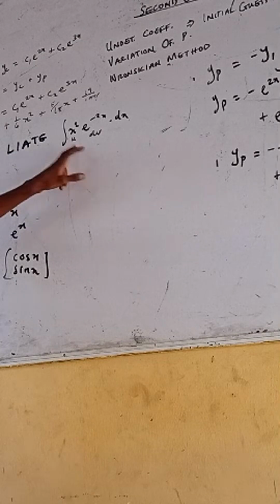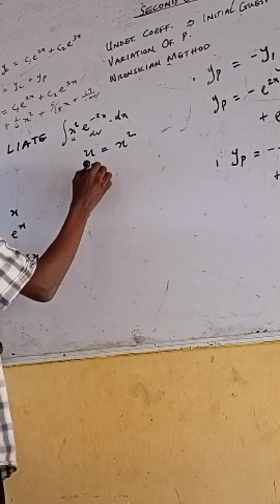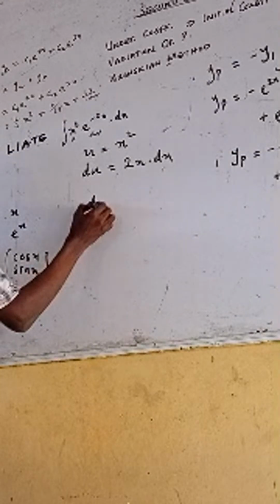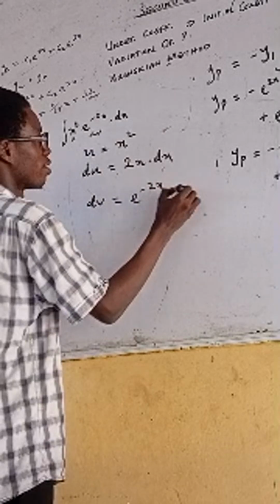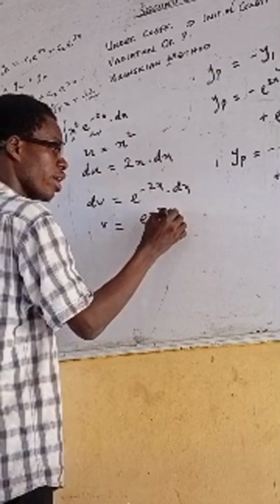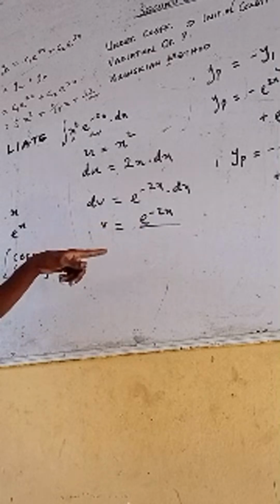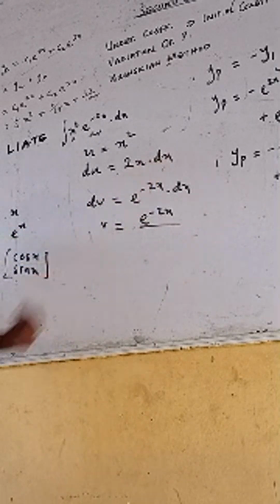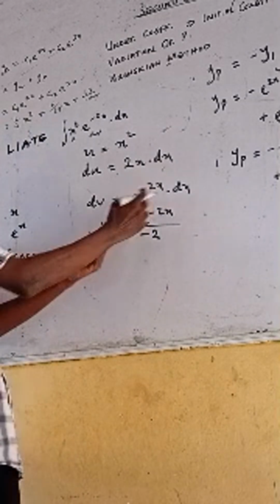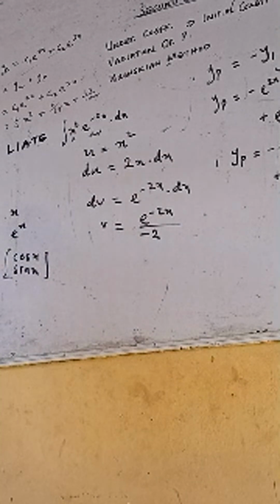So u dv: my u equals x squared, which means my du equals 2x dx. My dv equals e to the minus 2x dx. I integrate both sides and say my v equals e to the minus 2x over minus 2. The minus 2 comes down, which counters it so everything returns to normal. Do you get what I said?